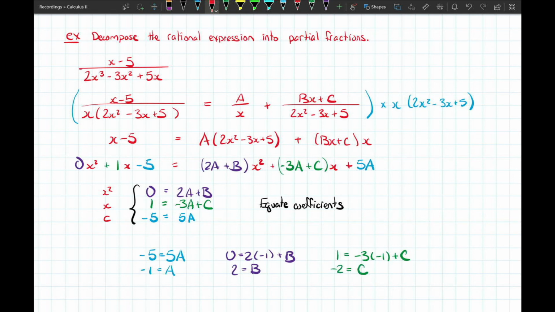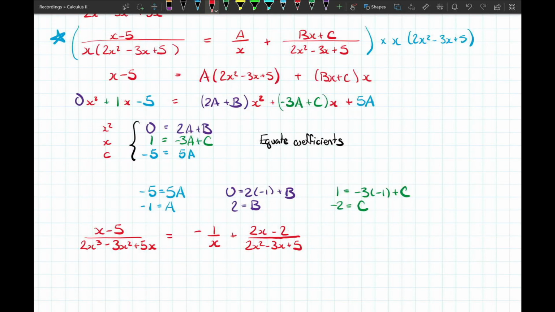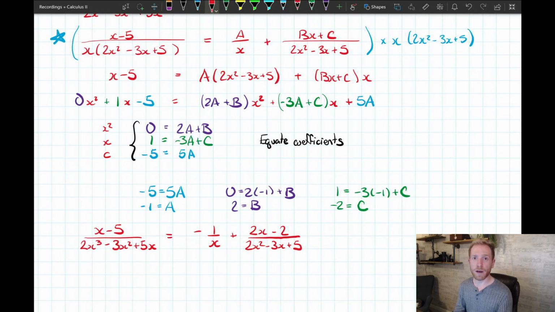Now that I have solved for a, b, and c, I can go back up to this important line here where I decompose it into the partial fraction forms and remove those coefficients and replace them with their actual values. As a result, I can write x minus 5 over 2x cubed minus 3x squared plus 5x as negative 1 over x plus (2x minus 2) over that same quadratic, 2x squared minus 3x plus 5. That's using the method of equating coefficients.